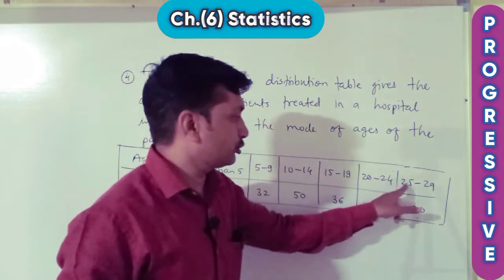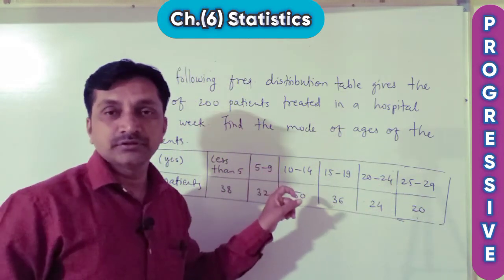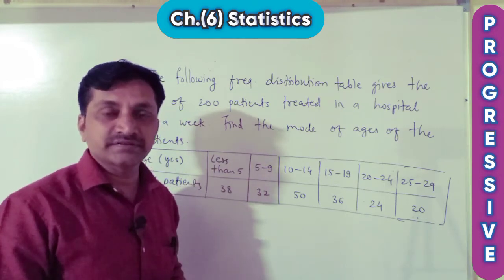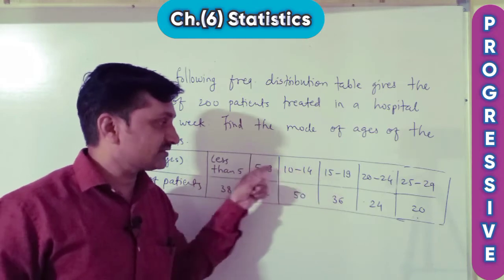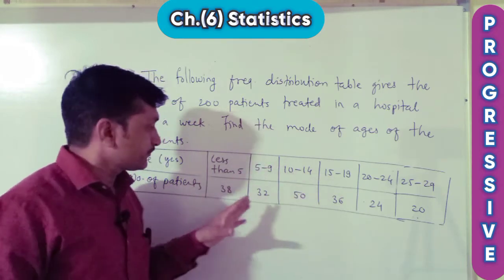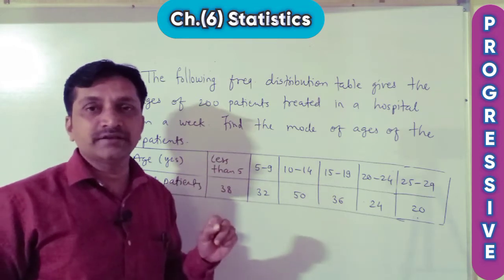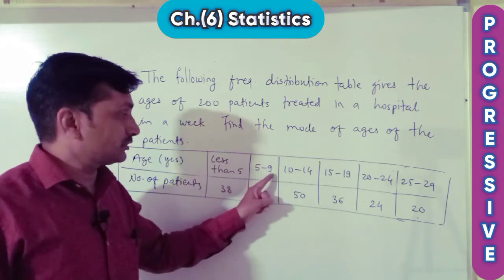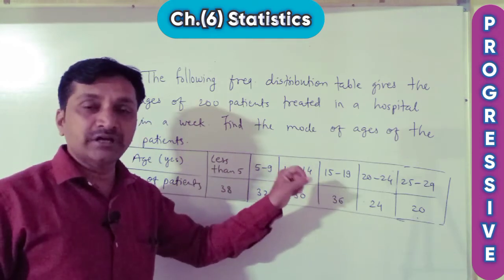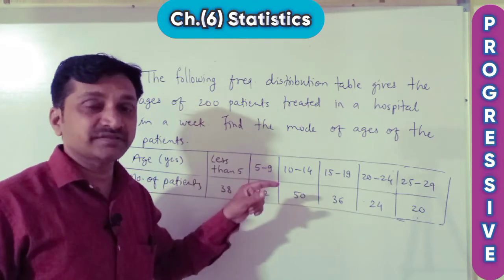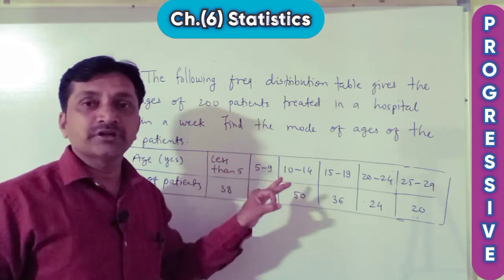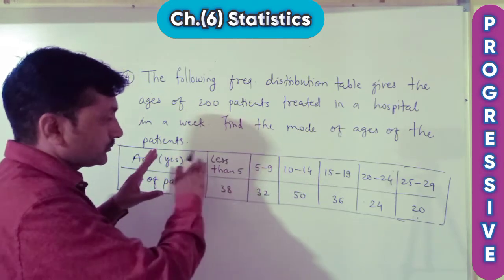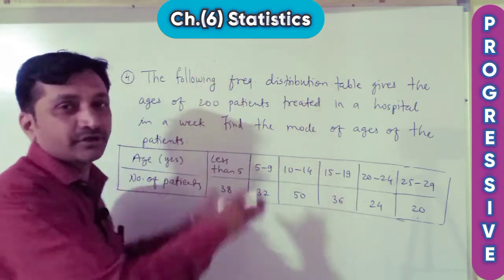If you observe here, the upper and lower limits of each class are different. As in median, we make them equal for continuous classes. Here also we have to make these classes continuous, which means one more extra column we have to add. Because these lower and upper limits are different and we have to make them equal, we have to add one extra column in the solution. Now let's draw this table vertically.